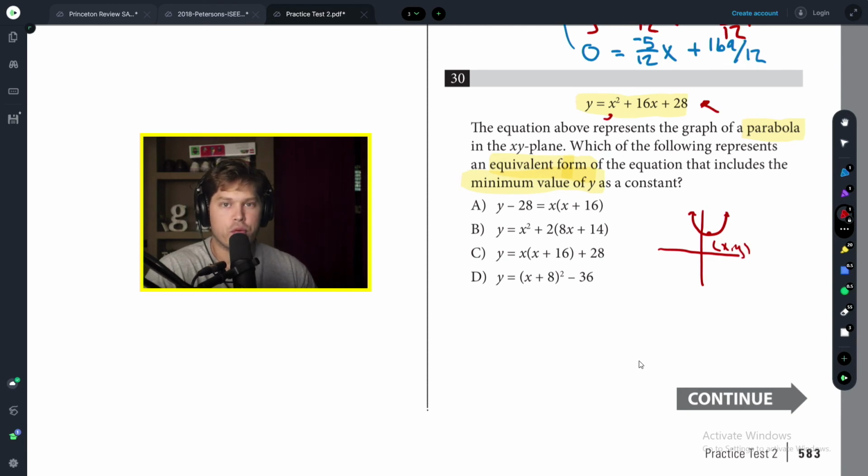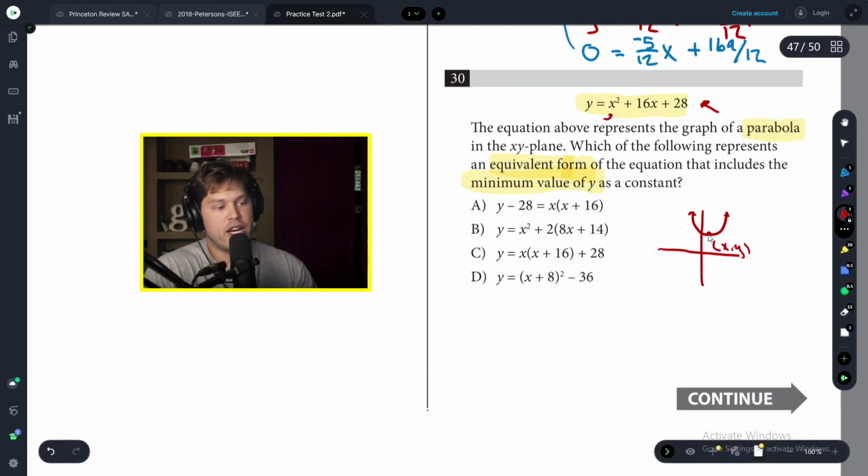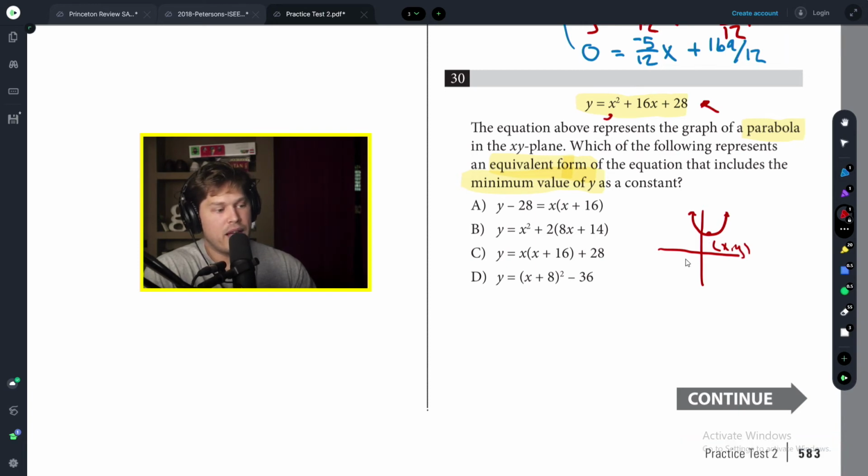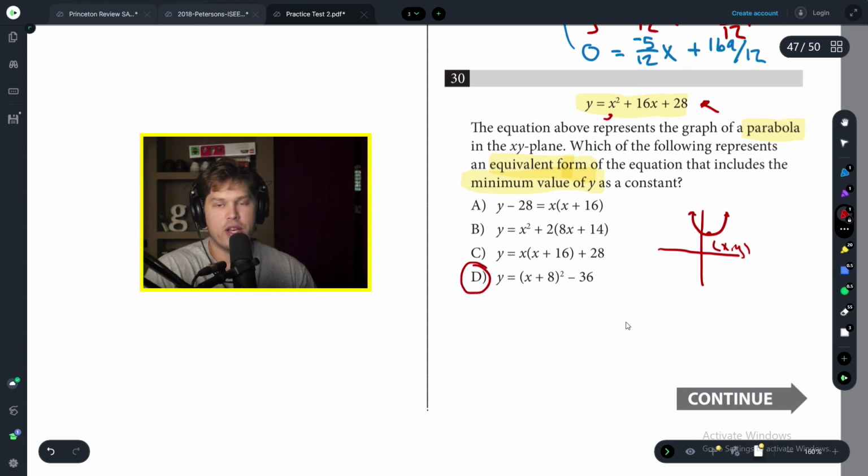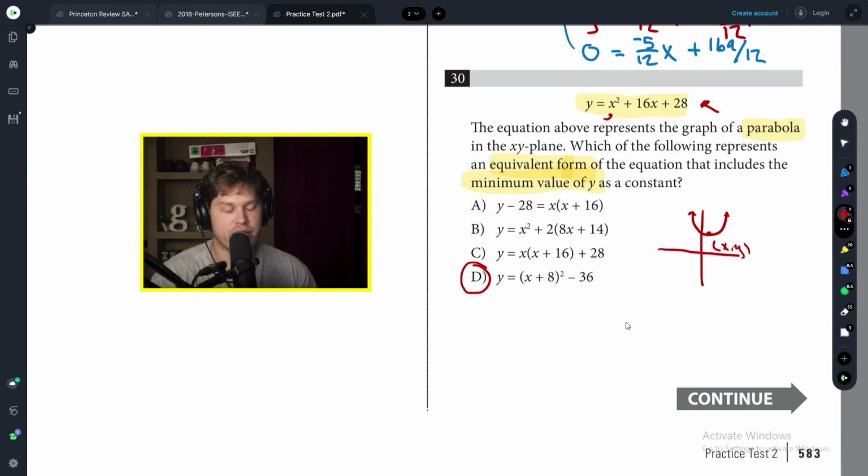So we want to rewrite our equation in vertex form because vertex form will give us the lowest point of our parabola. And the only equation out of A, B, C, and D that's written in vertex form is option D. So option D is going to be our answer here.